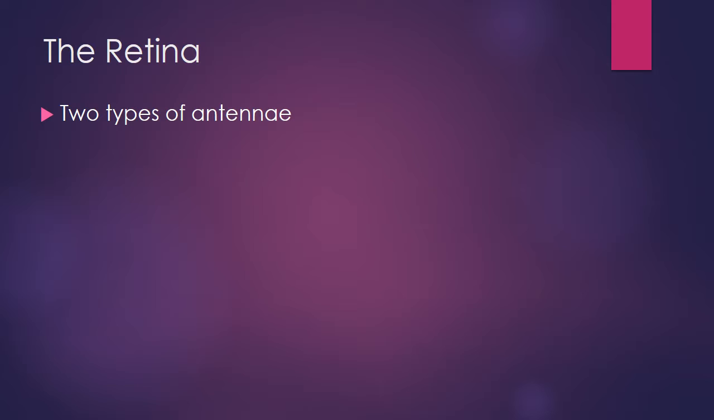Inside your retina, there are two types of little antennae. One sees motion and one sees color. The ones that see motion are going to be your rods. They mainly are on the outside edges of your retina. So the periphery, your peripheral vision, you can't really see color very well over there. Mainly what you see is motion in your periphery.